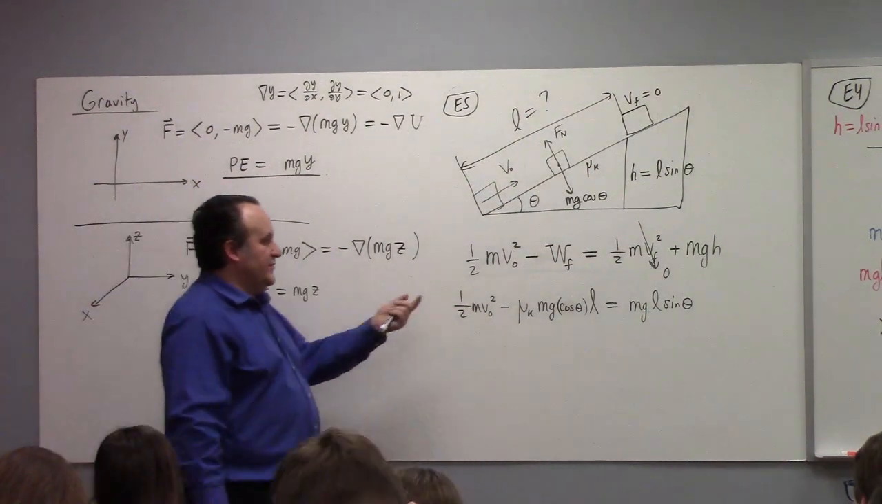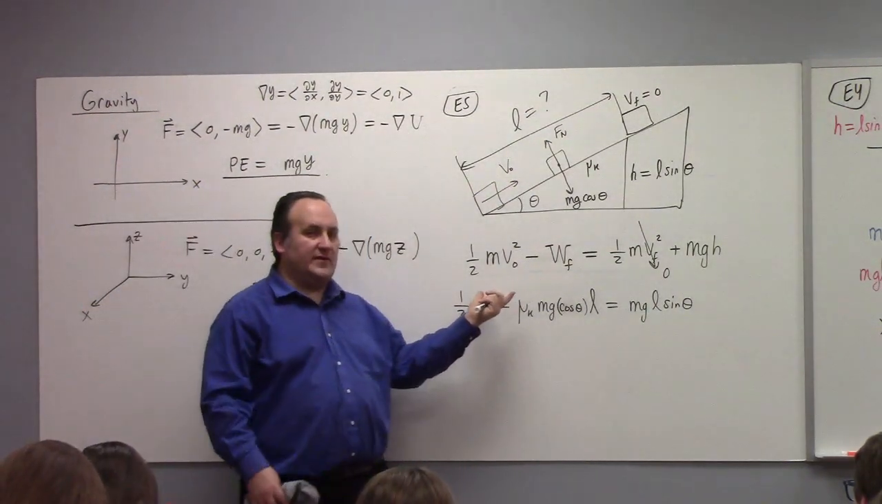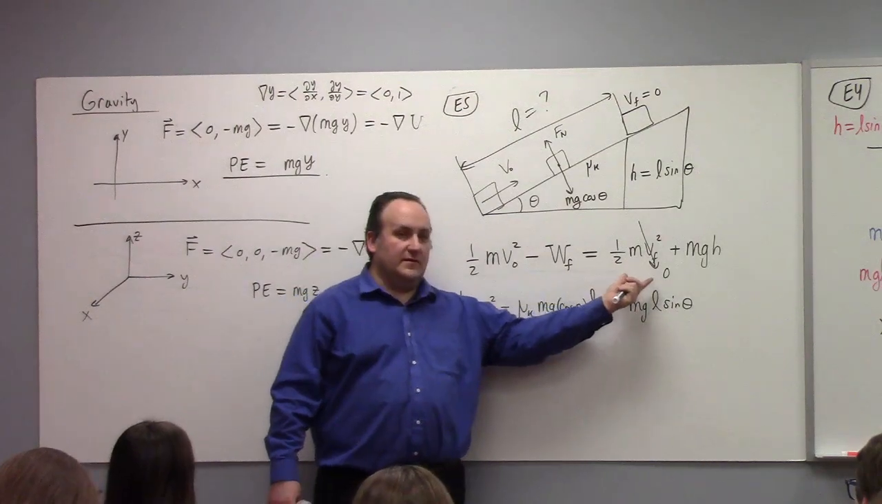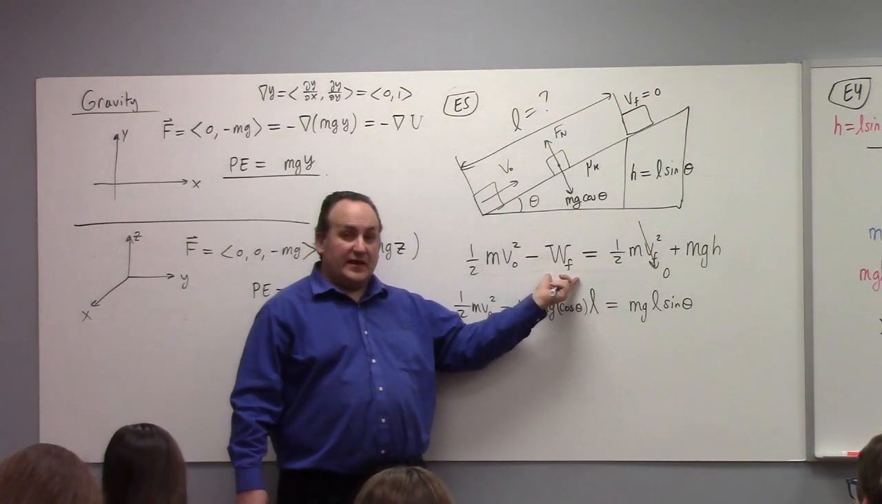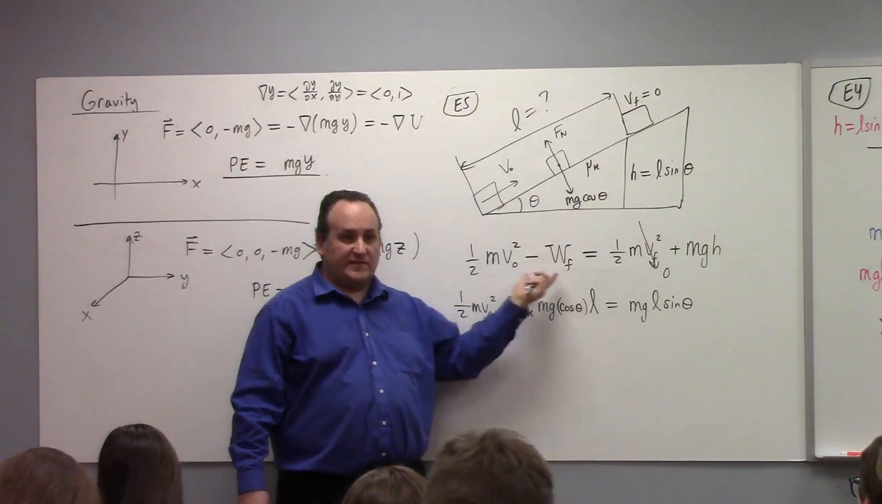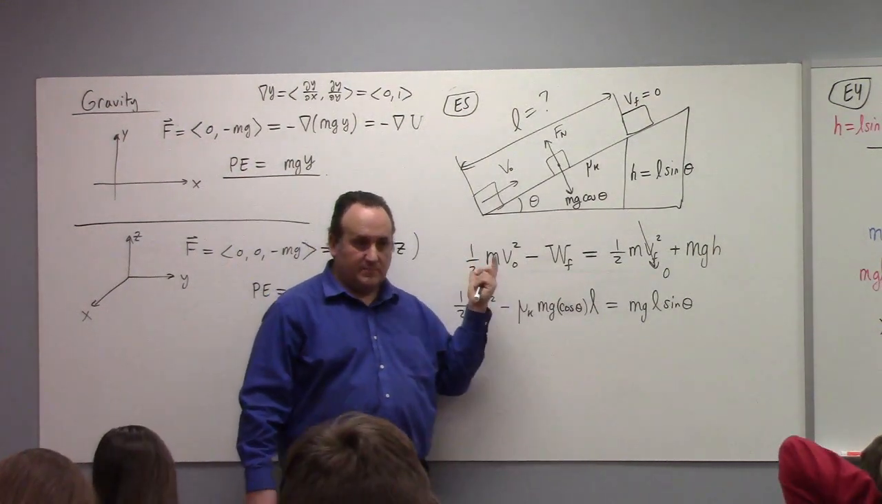Do you guys understand what I'm saying here? And this is a non-conservative process. So the final energy is equal to the initial energy less whatever we're losing due to friction. That's all that's going on here. I hope that makes sense.